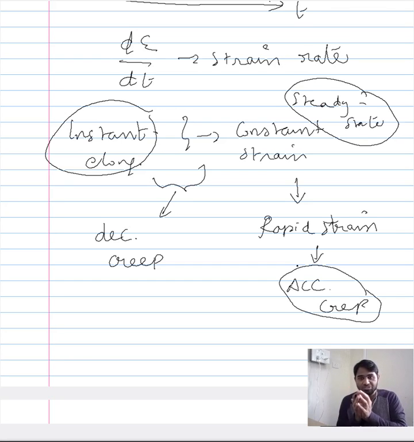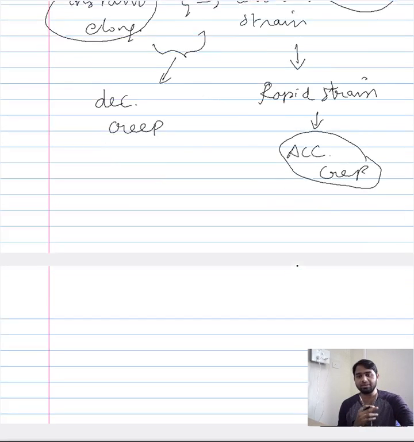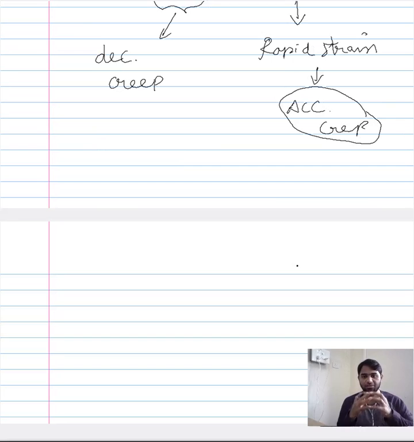The second stage is the steady state creep, wherein the strain rate is constant, or the slope of the curve is constant. And finally, the last section in the creep curve is the accelerating creep, or the tertiary creep. Here, the slope of the curve is exceedingly high, and ultimately at the end of this, the material fails. So these are the three different stages in the creep curve.